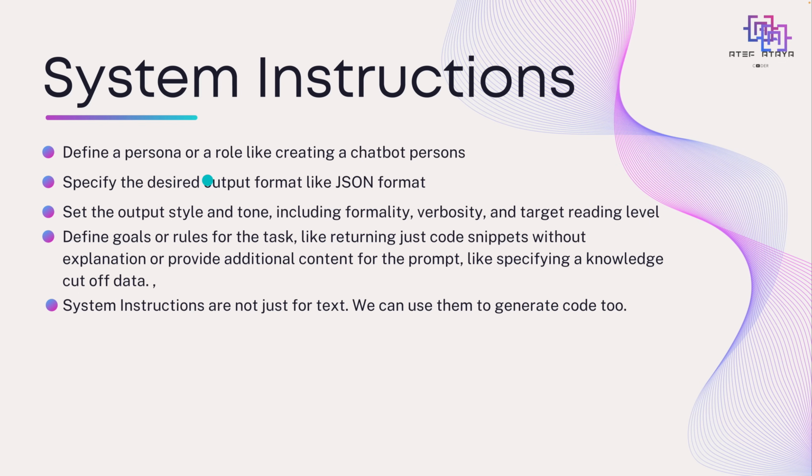We can define a persona or a role, like creating a chatbot persona. We can specify the desired output format, like it has to be in JSON format. We can also set the output style and tone, including formality, verbosity, and target reading level. We can also define the goals or rules for the task, like returning just a code snippet without explanation. And finally, system instructions are not just for text. We can use them to generate code too. Now let's go to the Jupyter Notebook and start seeing system instruction in action.